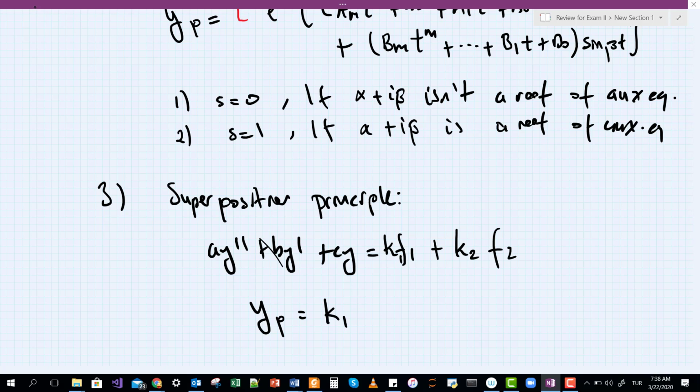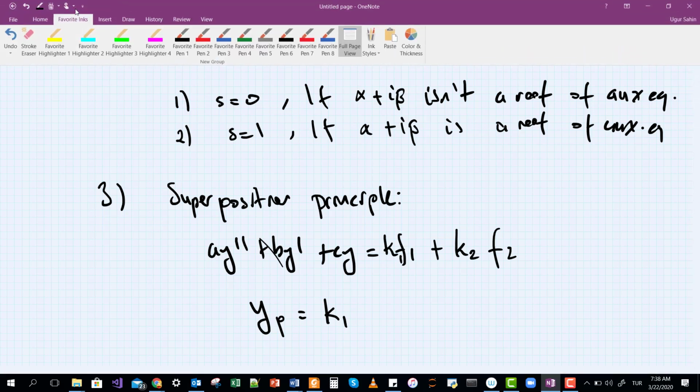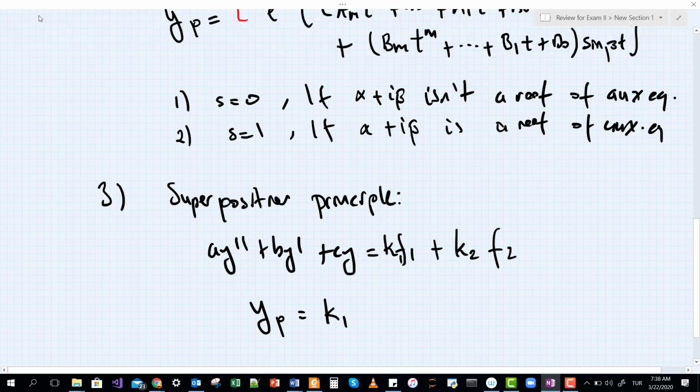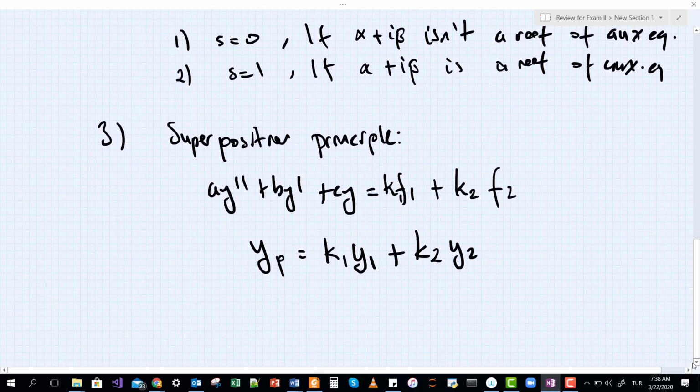For the function f1, I'm going to choose y1, and for the function f2, I'm going to choose another particular solution, and then I will solve them separately. Then I will combine them in my yp. The fourth rule was this one. We use the superposition principle.